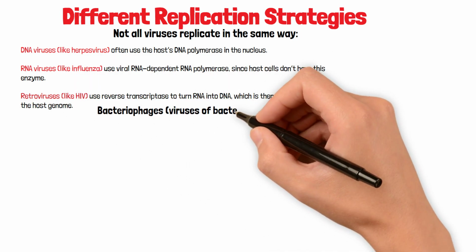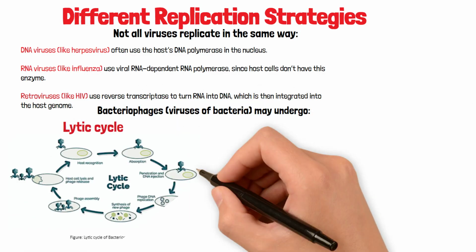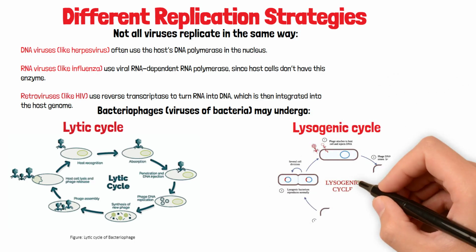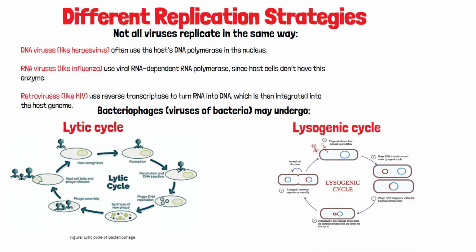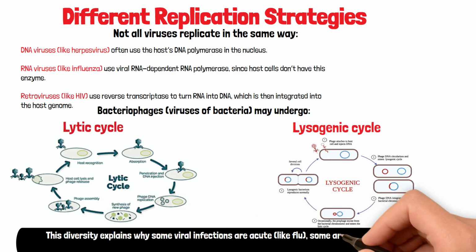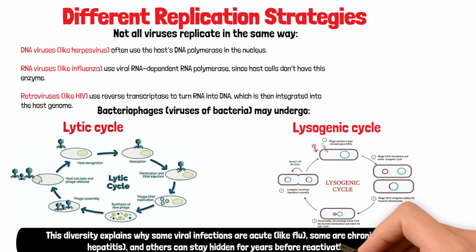Bacteriophages, viruses of bacteria, may undergo the lytic cycle, rapidly replicating and killing the host cell, or the lysogenic cycle, integrating into the bacterial genome and staying dormant until triggered. This diversity explains why some viral infections are acute, like flu, some are chronic, like hepatitis, and others can stay hidden for years before reactivating.